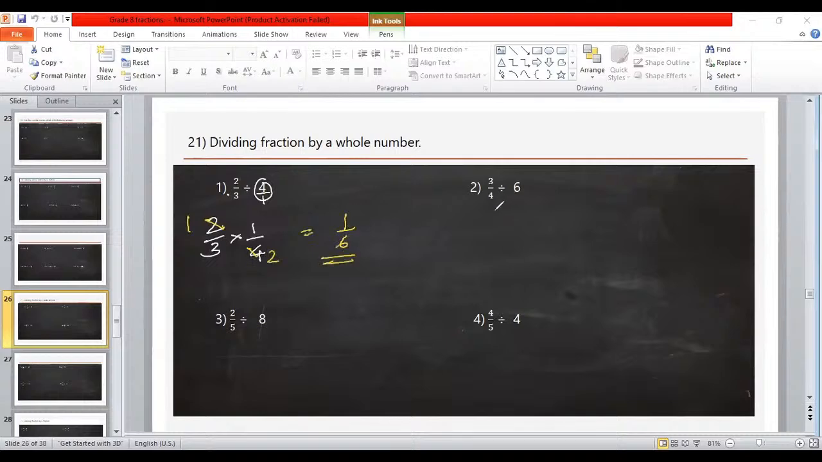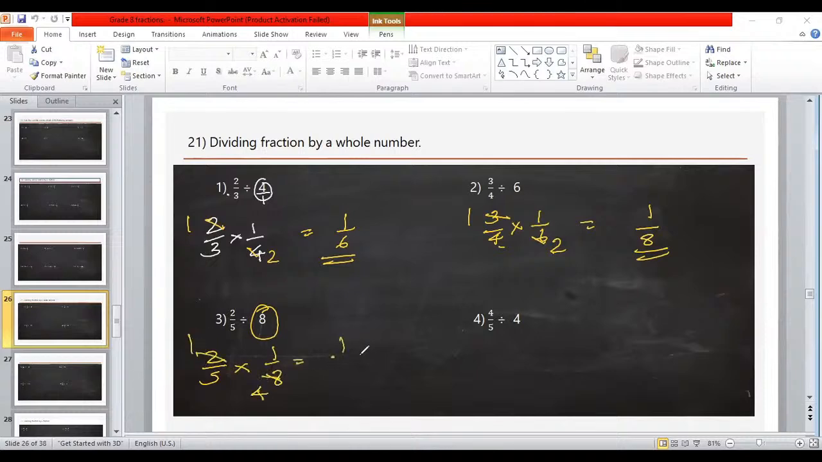Now here 3 over 4, with the reciprocal. Here you have to write 3 over 4 multiplied by 1 over 6. How many 3's: 1, how many 3's: 2? 1 over 4 times 2, 8. Here also write the reciprocal of 8: 2/5 multiplied by 1 over 8. How many 2's: 1, how many 2's: 4? 1 over 5 times 4, 20.